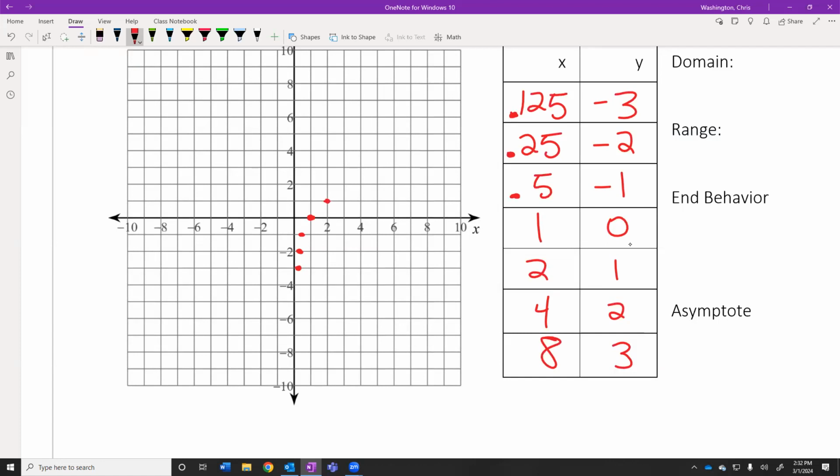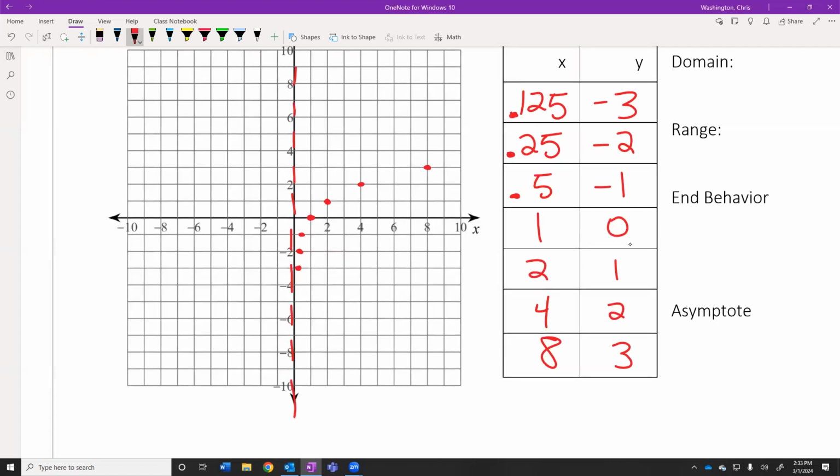Then 1, 0, 2, 1, 4, 2, and 8, 3. So plotting those points, we might get a pretty good idea of what this graph of the logarithm is going to look like. As we get closer to 0, the points are just going to keep going down. Are we ever going to be able to go to the left of 0? The answer to that is no. So we are going to have a vertical asymptote.